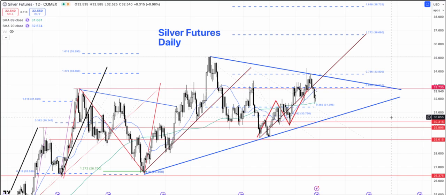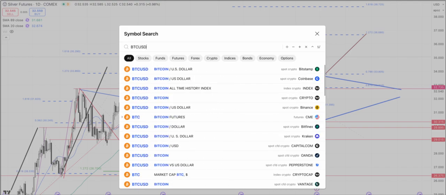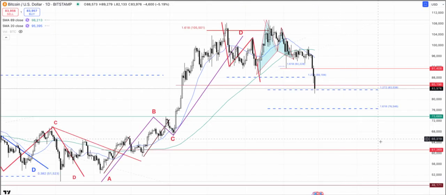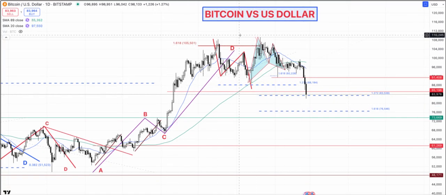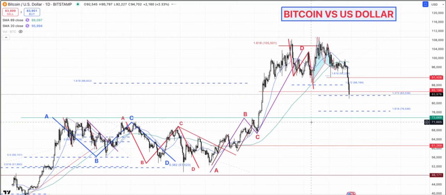Now let's take a look at the Bitcoin. So Bitcoin is doing something really interesting. So here we go. You can see the Bitcoin has been under a lot of pressure. In fact, the entire crypto spectrum has been under pressure. It is finding some support from the 1.272 expansion, but the chances are that with this kind of wide-ranging bars, it is likely to move lower, and this is like an indication of, in my opinion, a change in trend.